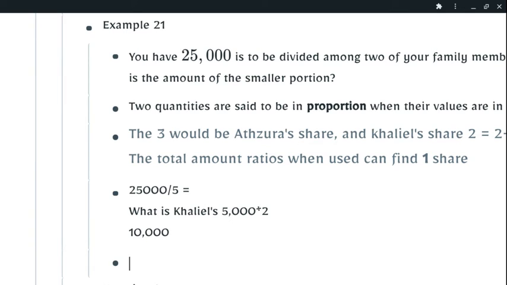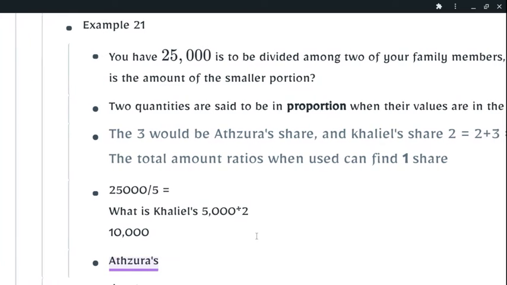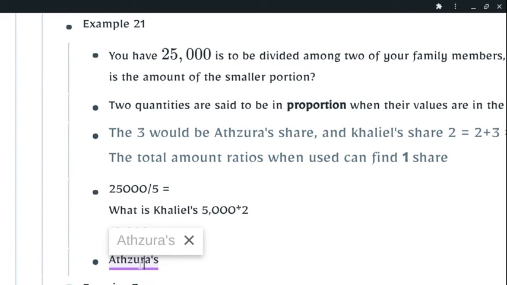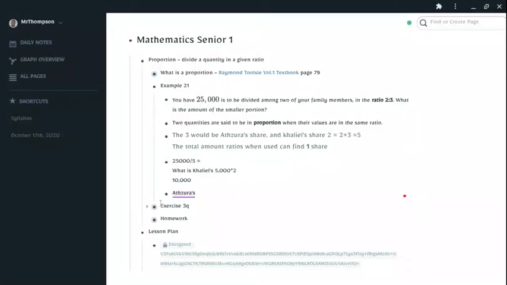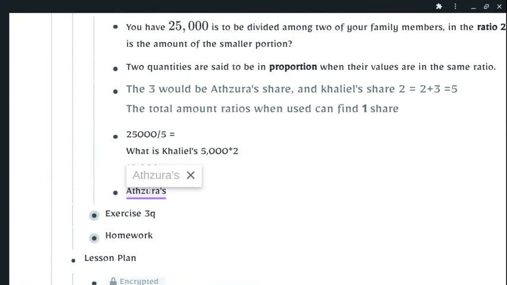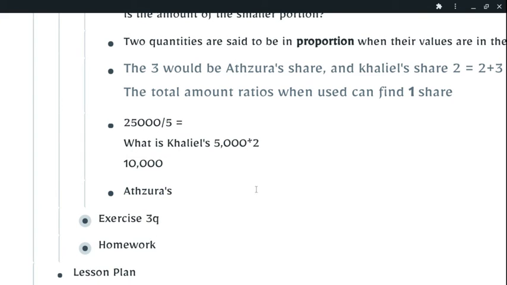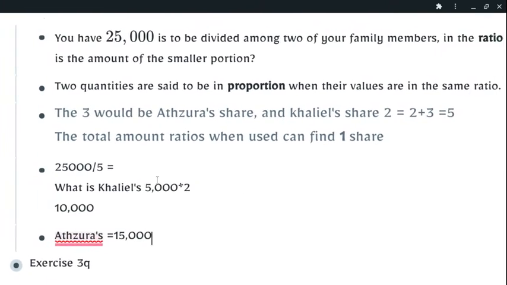And what would have been the other person's share? Only $5,000? But Khalil gets 10,000, right? So 5,000 multiplied by 3. 15,000. Correct, 15,000. She gets 15,000. All right, let's go back through the steps. Some amount from the 25,000. Get 15,000. So it would have been 5,000.